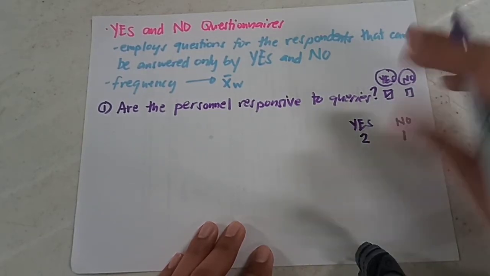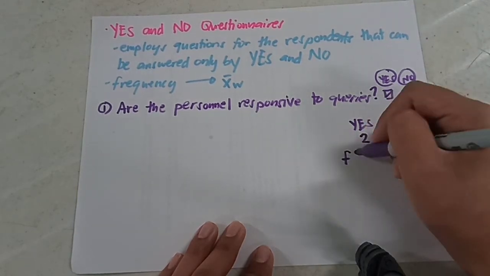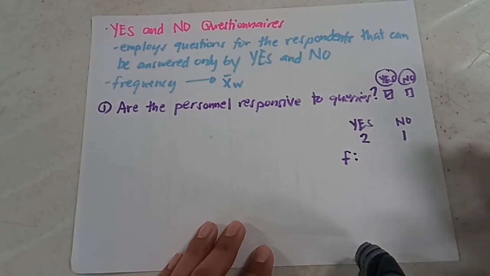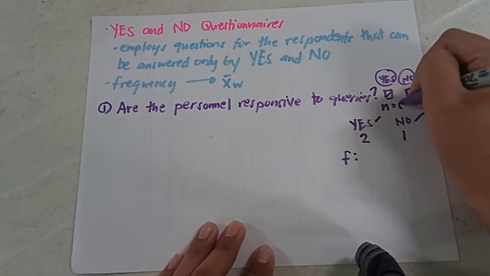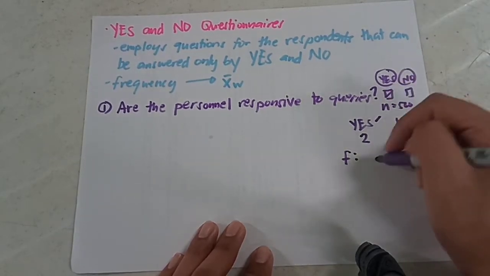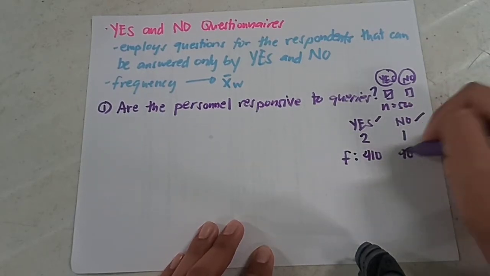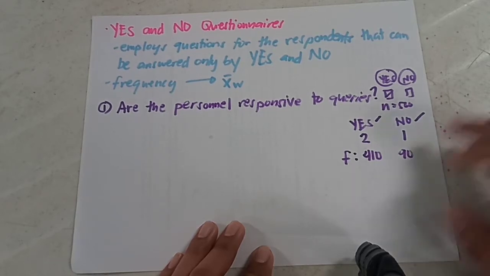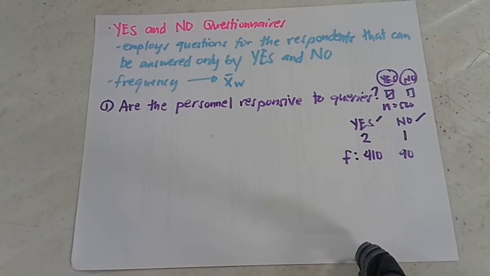Then after that, we will find how many respondents answered yes and how many respondents answered no. So let's say out of the 500 respondents, there are 410 who said yes and 90 who said no for this question alone. Then we will try to get the weighted mean. So that's how yes and no questions or yes and no questionnaires work.